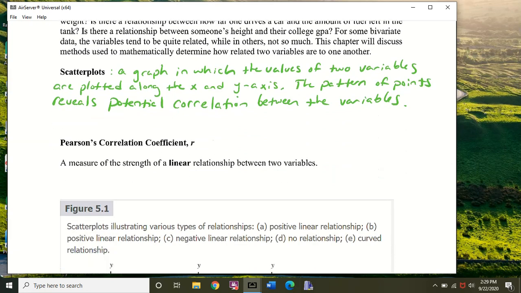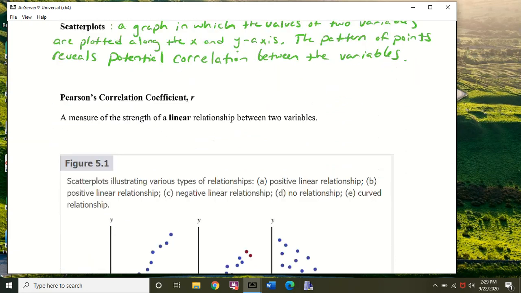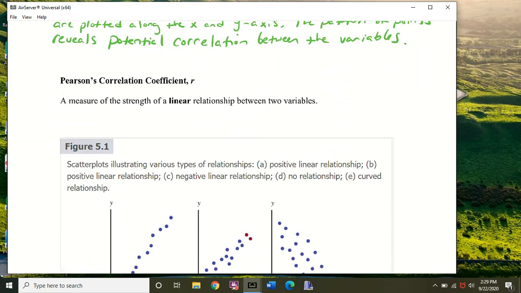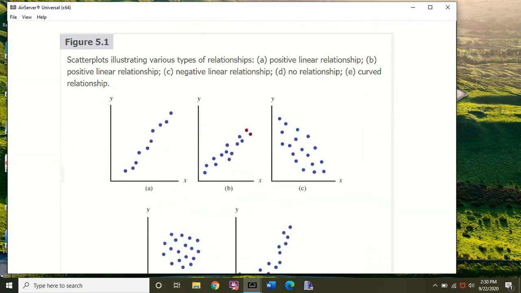Pearson's correlation coefficient r. Okay, lowercase r is the notation we use to represent what's called the correlation coefficient. And this is a measure of the strength of a linear relationship between two variables. If we look at a scatter plot, how good of a job do these dots do at basically forming a line? Now we have some illustrations down below here, okay?